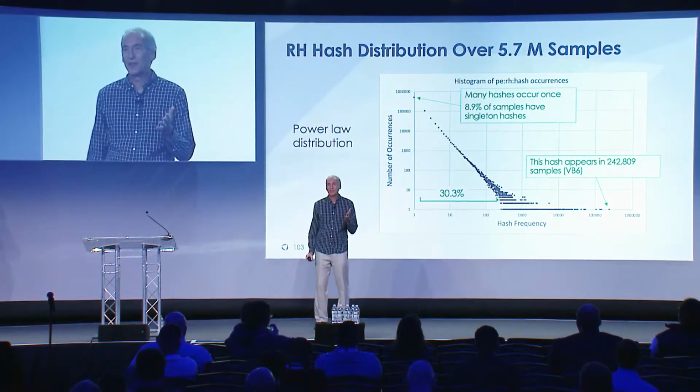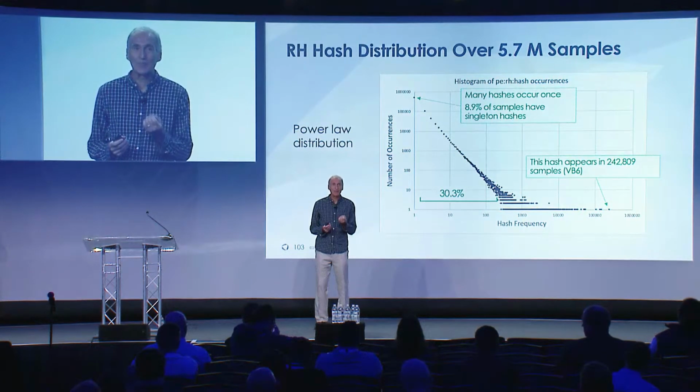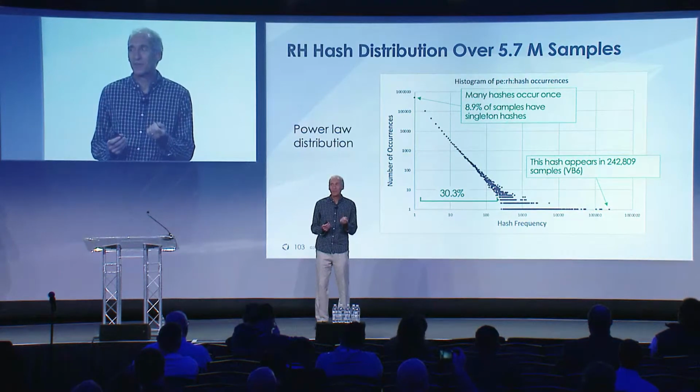This graph shows a count of how many samples a rich header will match when you pivot to it. So it's a count of how many rich header hashes had 2 samples, how many of those had 3 samples, 4 samples, et cetera, marching down here. So the upper left point on that graph says that 8.9% of our samples have a rich header hash with no match whatsoever. It's just a unique rich header hash, a singleton, no good for pivoting on.